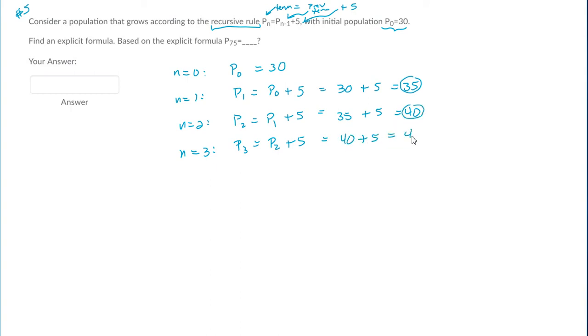Now, they want me to generate P75, so that's a lot of work. I'd have to go all the way down to n equals 75. That's going to be a lot of work, so I don't want to do that. I don't want to have to generate all those different terms, so let's see if we can figure out the pattern.